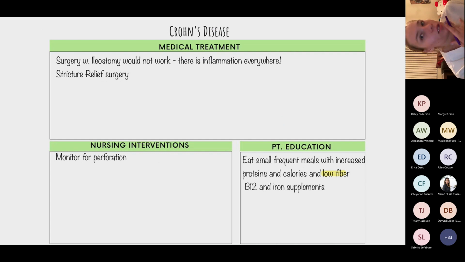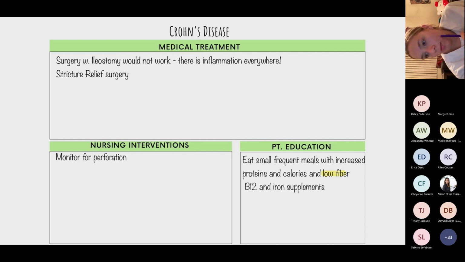Like I said, surgery with an ileostomy is not going to work for these patients. Additionally, with Crohn's, you've got all these problem areas throughout the intestinal tract. It can cause strictures. So for a lot of these patients, the only surgical intervention is going to be stricture relief. Okay.